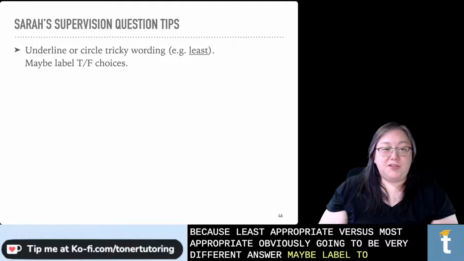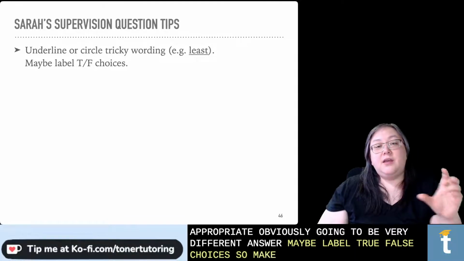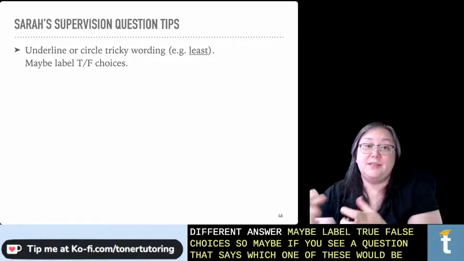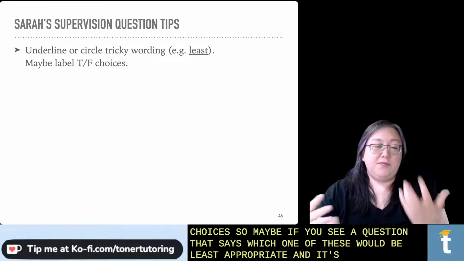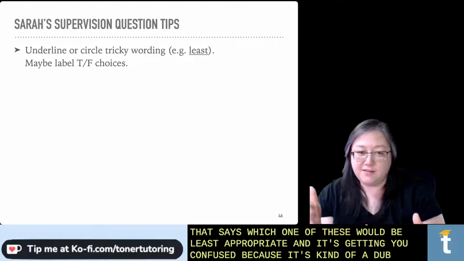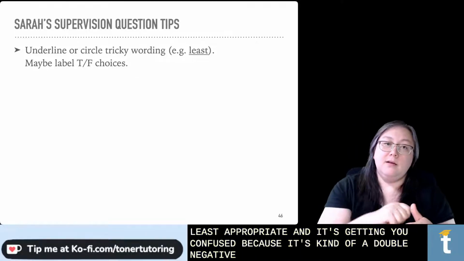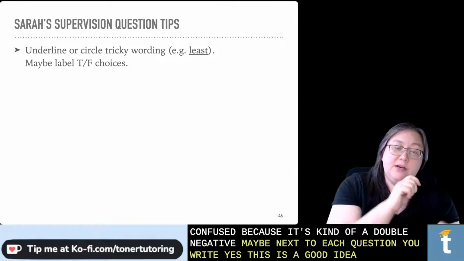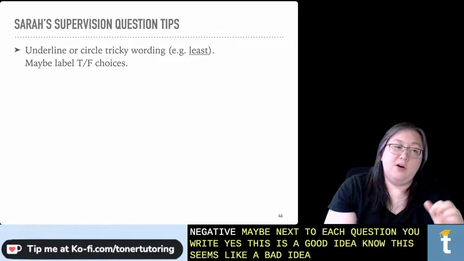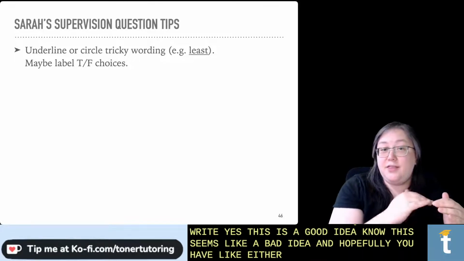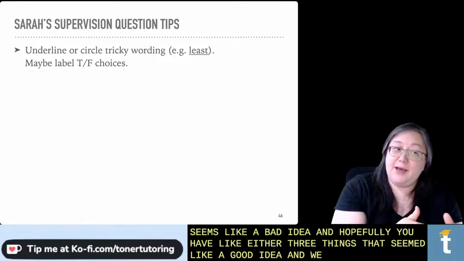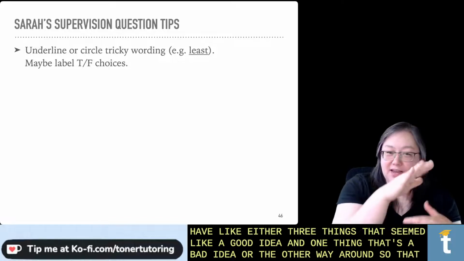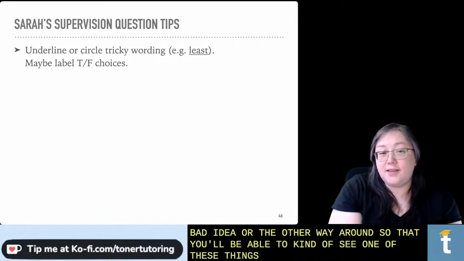Maybe label true false choices. So maybe if you see a question that says which one of these would be least appropriate and it's getting you confused because it's kind of a double negative, maybe next to each question you write, yes, this is a good idea. No, this seems like a bad idea. And hopefully you will have either 3 things that seem like a good idea and 1 thing that's a bad idea, or the other way around, so that you'll be able to see one of these things is not like the other.